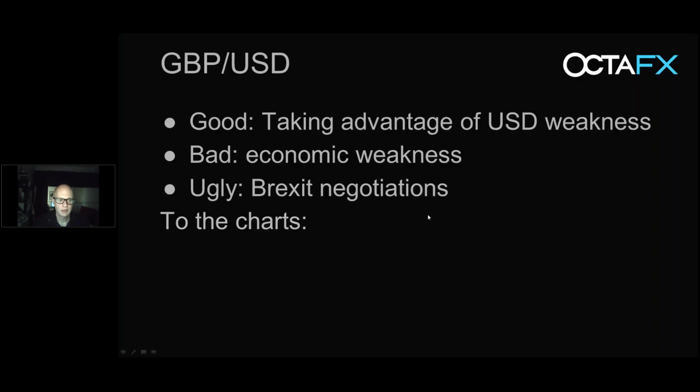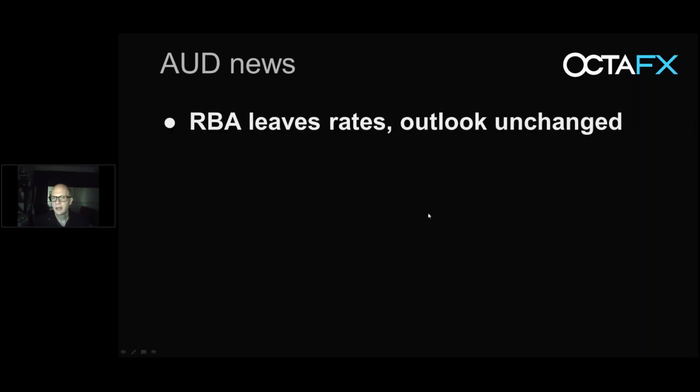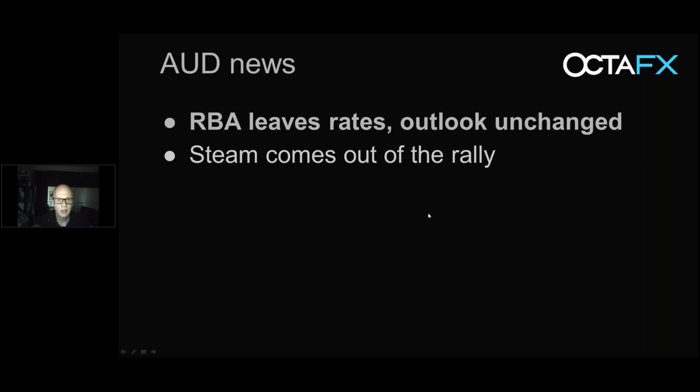All right, let's run quickly on 2 commodity currencies, the Australian dollar and the Canadian dollar. So in Australia, the Reserve Bank of Australia, we had a rate decision this week. They left the rates unchanged and also the outlook unchanged. And that was a bit disappointing. We had a big rally in the Aussie dollar.